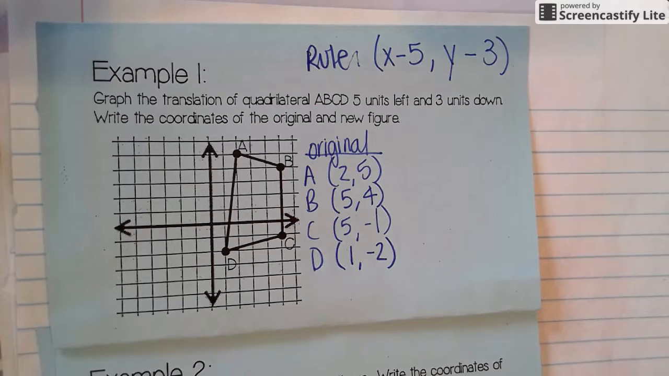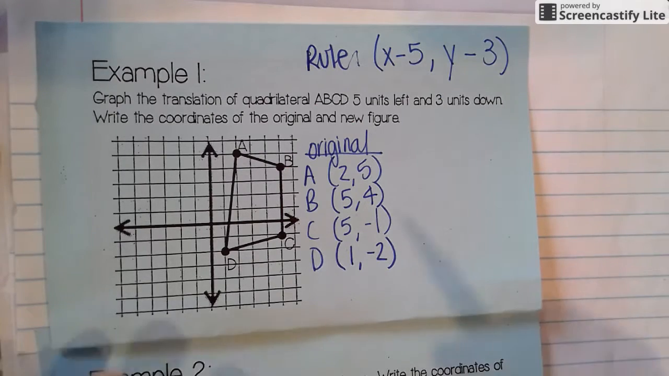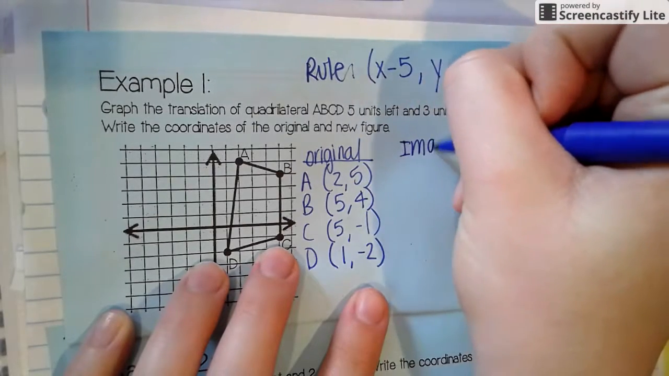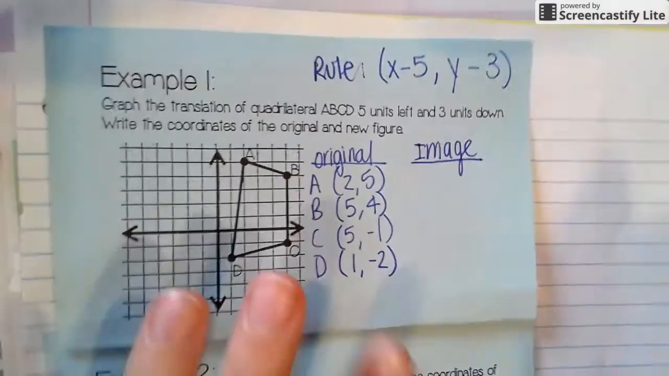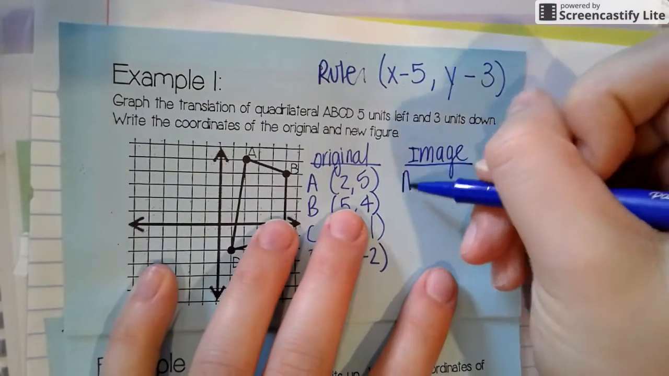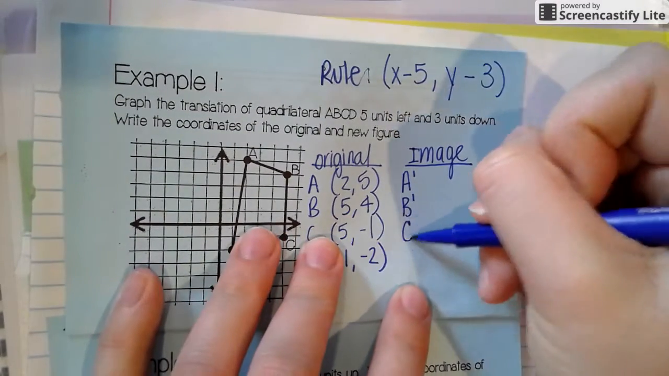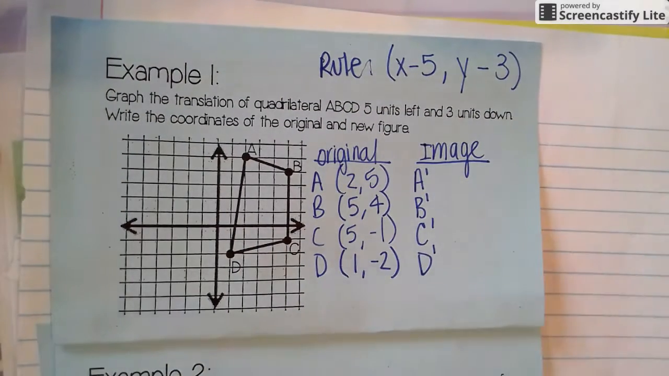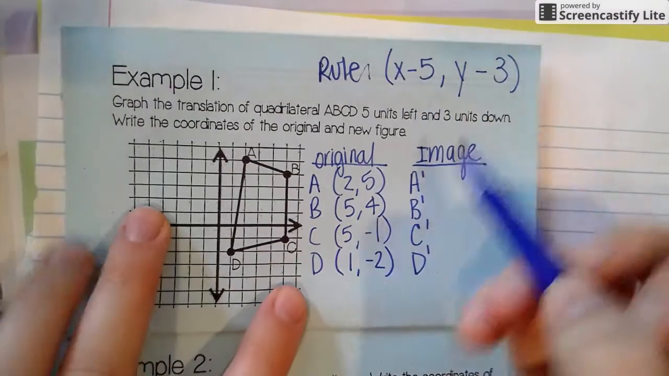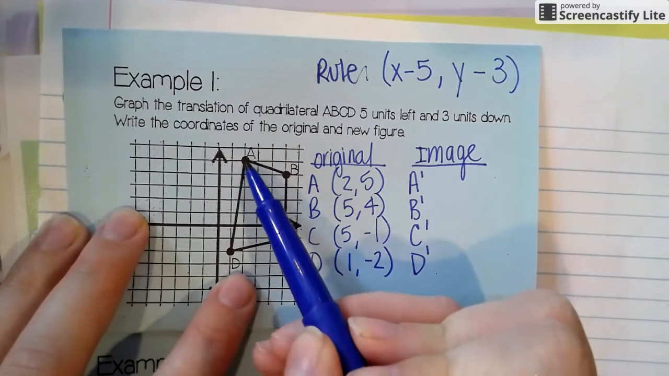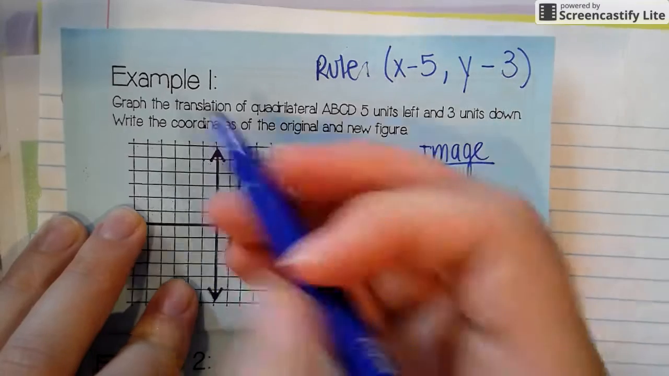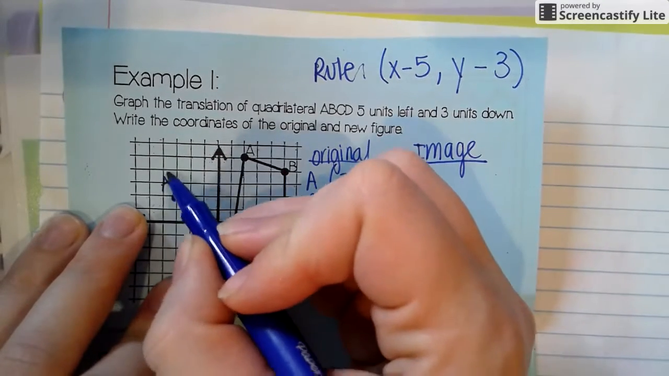So from here, I now have to use the rule to help me translate my figure. So here's going to be my image, and that always means that that's my new figure. So you use what's called prime notation, and this is indicating that this is going to be the new figure. Your new figure is always going to have this prime symbol when you label your points. So I'm going to use my rule, and I'm going to go 5 units to the left. So I'll start at A. I'll go 1, 2, 3, 4, 5, and 1, 2, 3 down, and that's going to be my A prime.